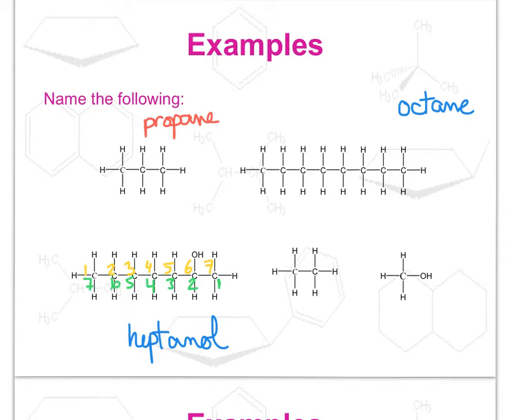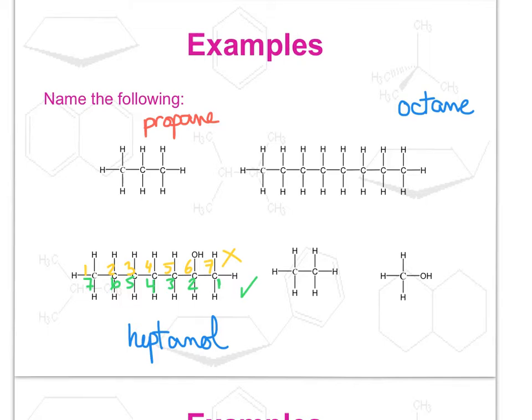Does it matter? The answer is yes, it does matter. One of those is correct, one of them is not. The green is correct. The yellow is not correct. The reason is, whenever we put numbers in our name, they need to be the lowest numbers possible. So we want to number our chain so that we get the lowest number possible that we can get.